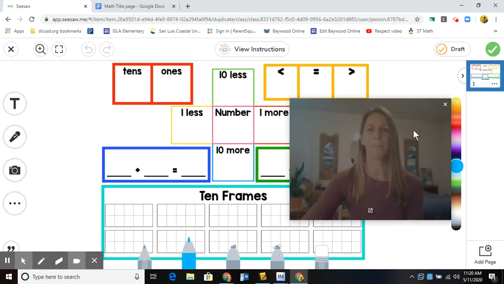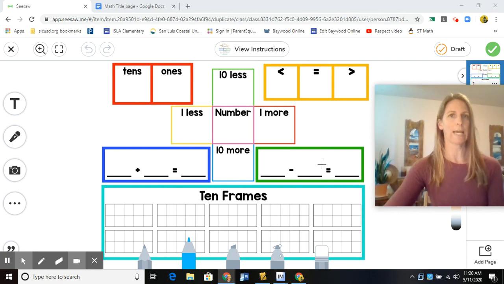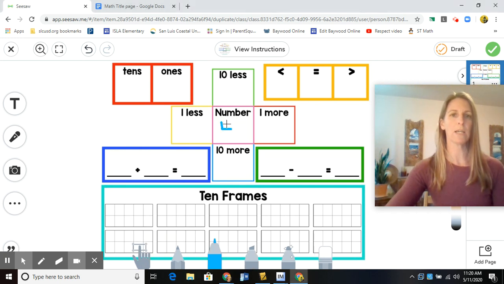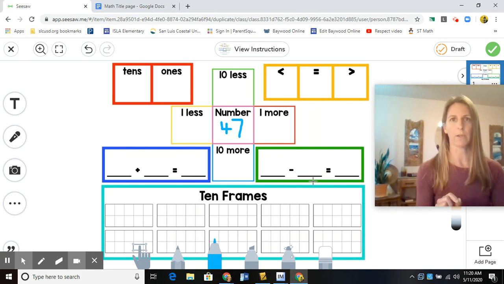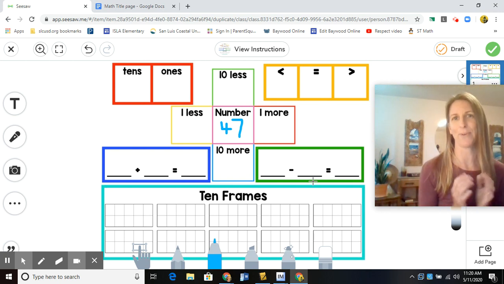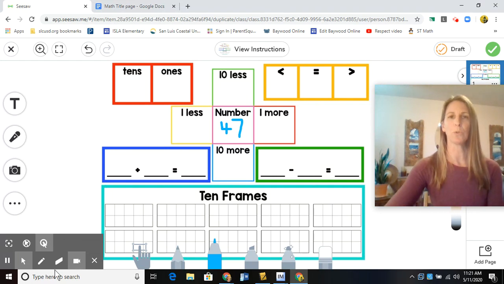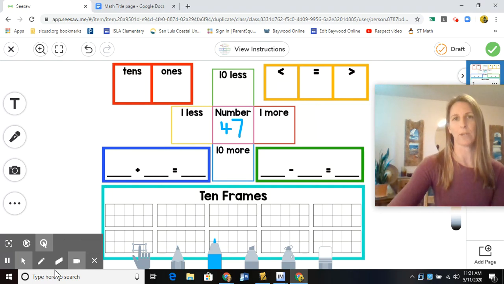So in Seesaw today, your activity template is going to look like this, but you are going to have the number 47 written right there in the middle. That's your special number of the day. But for me and my example, I'm changing the number. I'm going to use the number 23 instead.